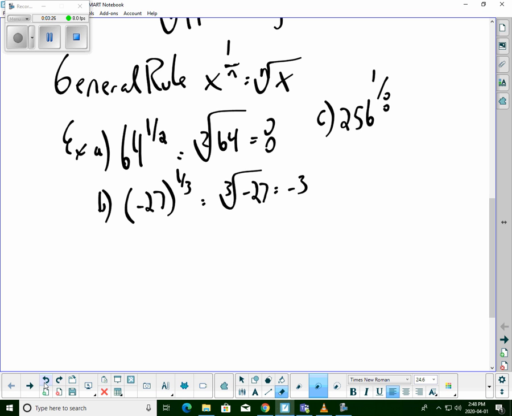And the numbers get bigger. 256 to the 1/8. Holy cow. Well, 8 goes in the notch, or the index, which is the proper word. What number times itself 8 times gives you 256? Well, if it's 8 times, it's got to be pretty small. Probably an even number. Yeah, 2.